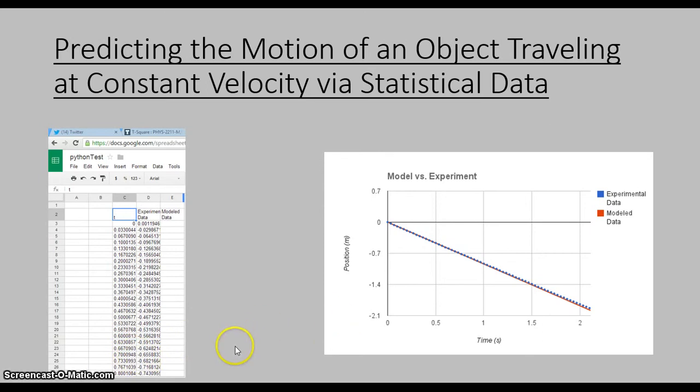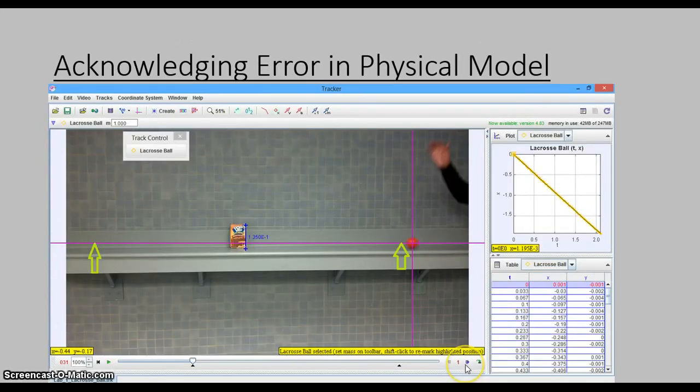It should be noted that the entire data table cannot be included as an image because it was over 200 cells tall within Google Sheets. However, the entire model versus experiment chart was included because it could be scaled to size. As one studies the graphical model of the lacrosse ball's position, we'll see a slight deviation between the ball's actual position, the blue dots, and the projected position, the solid red line, as time continues. This indicates that the experimental data has an extremely high correlation with the projected position of the system which is moving at a constant velocity.